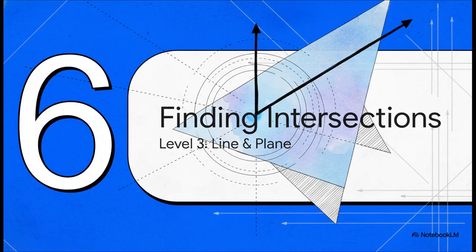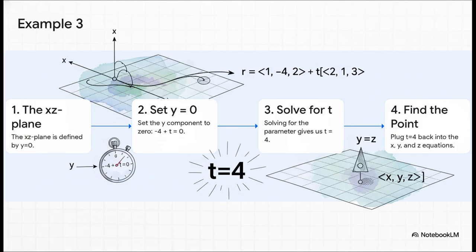Now for our final example, let's look at something really cool. This is where these equations really start to feel like powerful tools for geometry. We're going to find the exact point where our 3D line punches right through a plane. So let's try to find where the line given by r equals 1, -4, 2 plus t times 2, 1, 3 crosses the xz plane. The whole key to this is just knowing what the xz plane is. It's just a collection of all points in space where the y-coordinate is 0.